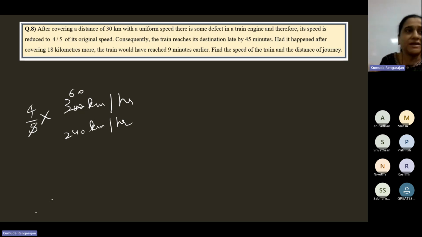The train will be late in both cases because the speed has reduced. It will not reach the destination on time. In the first case, it reaches late by 45 minutes. In the second case, it reaches late by 36 minutes, 9 minutes earlier.